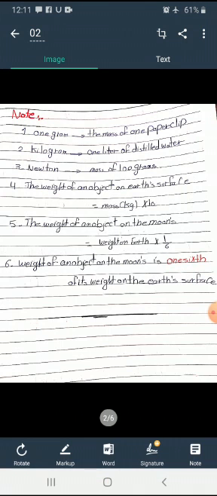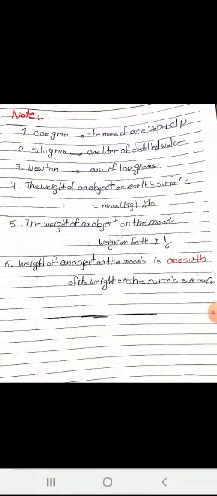Number 1 gram. طبعا احنا عارفين ان ال 1 gram ده the mass of 1 paper clips. Number 2, kilogram equal 1 liter of distilled water. Number 3, Newton equal the mass of 100 gram.